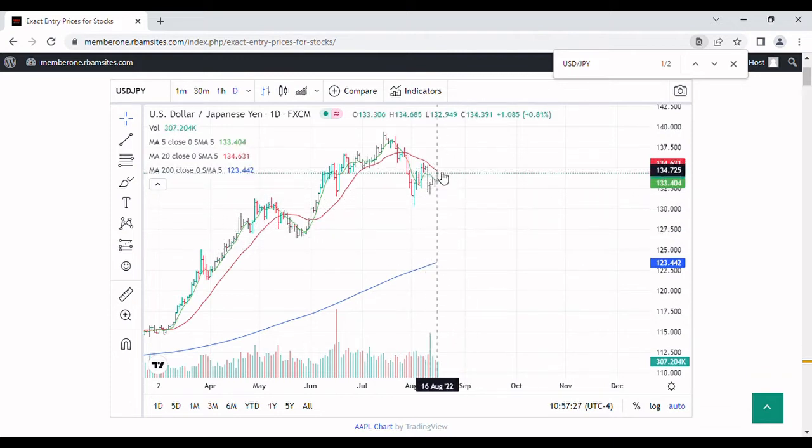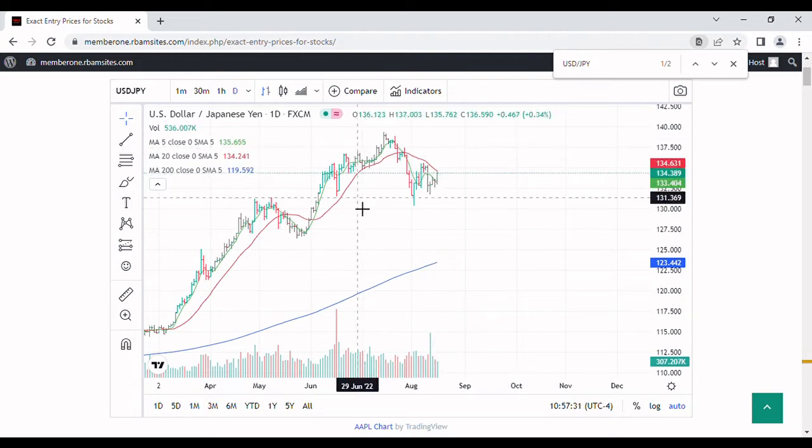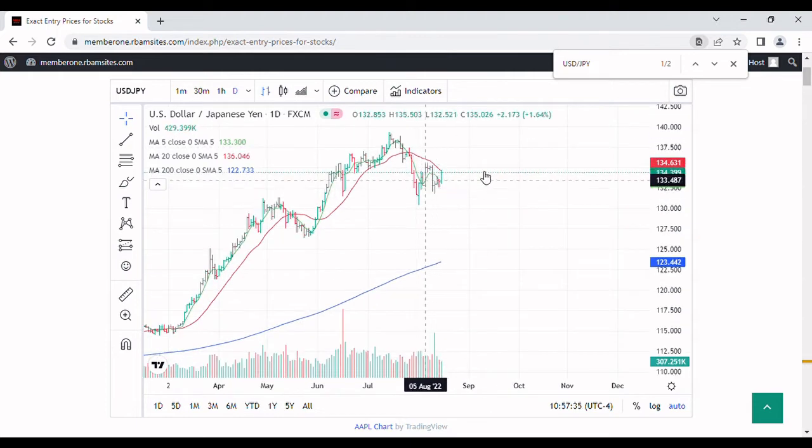If we close above this 20-day moving average and the 20-day moving average begins to turn back up like it did right here, then we may be going to make new highs on this currency pair. We have to kind of wait and see. But in general, this particular setup right here is the market trying to make a determination as to what it's going to do.